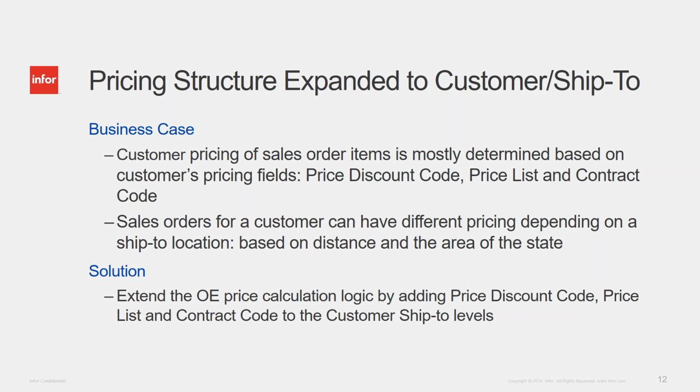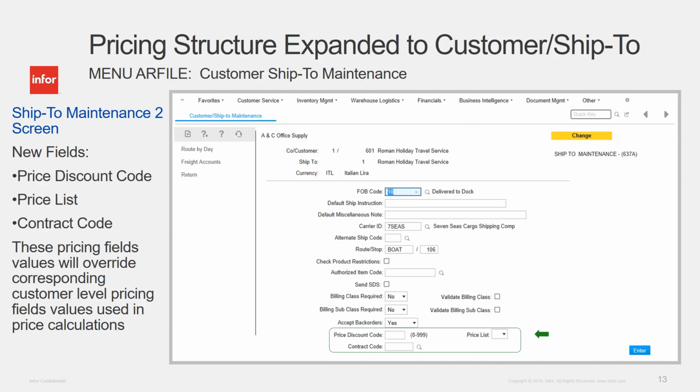Our solution: we extended the OE price calculation logic by adding the price discount code, the price list, and the contract code to the customer ship-to. This is the customer ship-to maintenance 2 screen. You can see the 3 new fields: price discount code, price list, and contract code. We also add the fields to the ship-to listing, and we are capturing the customer ship-to audit activity for these 3 changes. These price fields will override corresponding customer level pricing fields when used in price calculations when they are not blank.